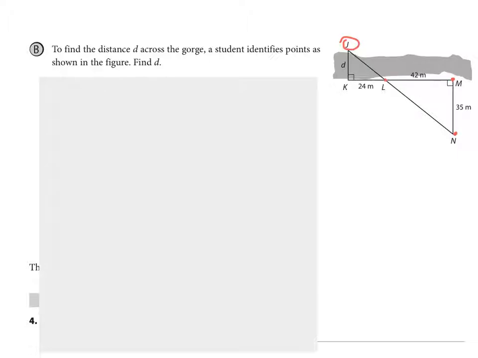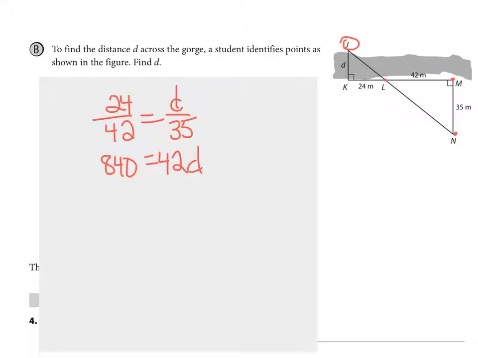So we would do 24 is to 42 as D is to 35. We end up with 840 equals 42D, and 840 divided by 42 gives us a distance of 20 meters. And that's how you do that.